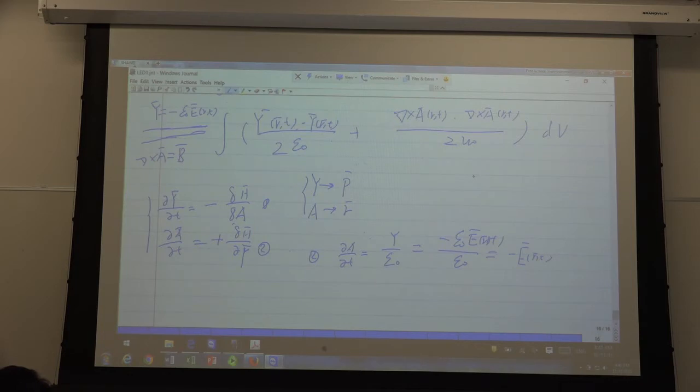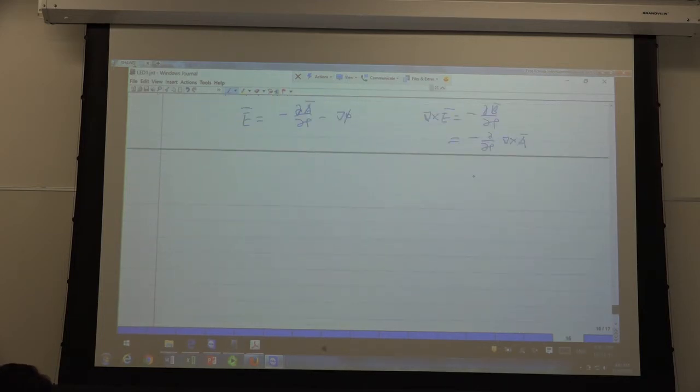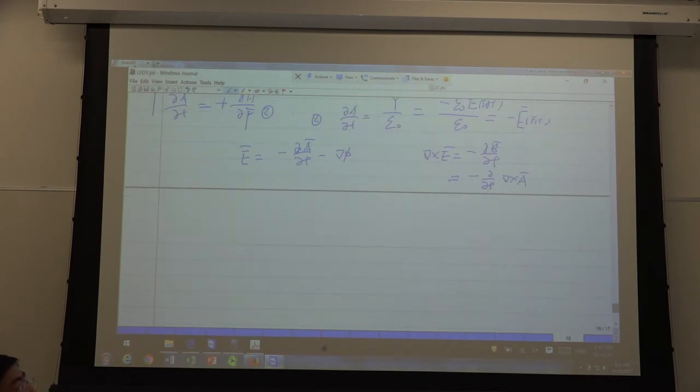You learn this, it's so easy. You know E equals minus partial A over partial t, minus gradient phi. It's the vector potential. You learn the vector potential because curl E equals minus partial B over partial t, and B equals curl A. So I know the E field equals minus partial A over partial t minus gradient phi.